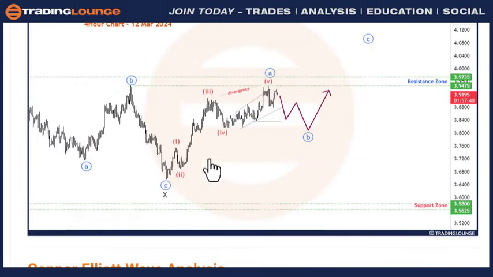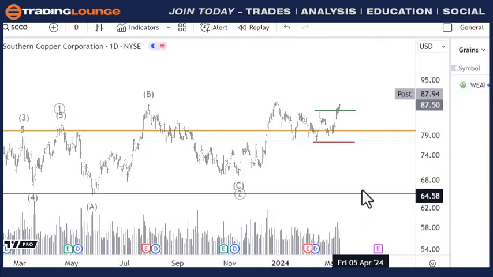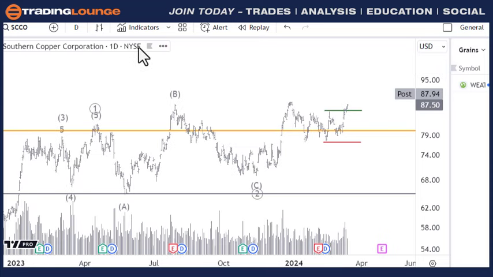So copper has got this nice little 1, 2, 3, 4, 5 up here. This could play out a couple of different ways here. We may get the pullback here, or we could just continue to move to the upside. We were looking for a trade in one of the copper plays. So on the New York desk here, we've got Southern Copper and taking that top out here. So this is in the portfolio, but as a stock trade.